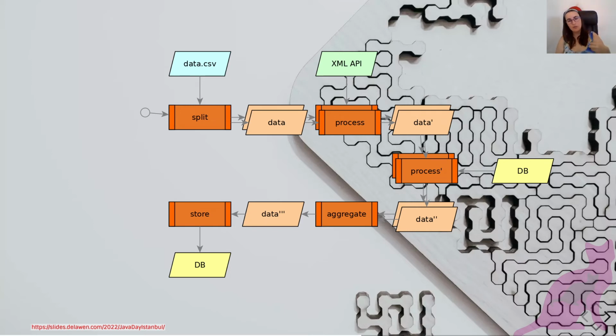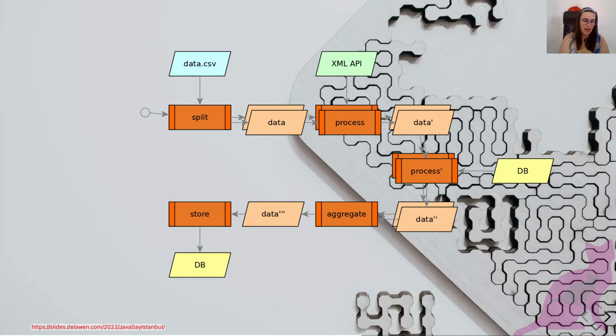And the result data will go through another process in which we are going to call a database to enrich the data that was the rows plus the XML API result. And then we are going to aggregate all those different threads into one single data, and we are going to store it in our database.